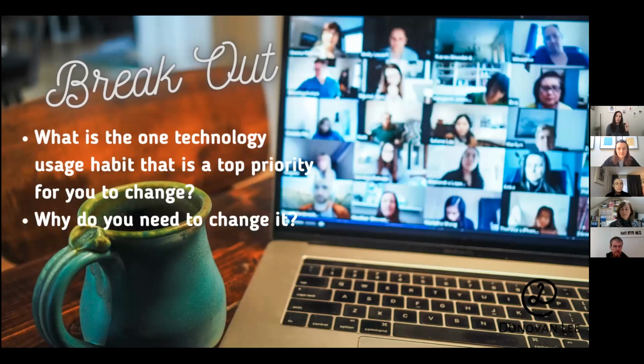So the one technology habit that's top priority, I'd like you to share that in your group, but as well, why do you need to change it? So why is that important to you to change this? There's two things to discuss in the breakout. What is the one technology usage habit that's top priority for you to change? And two, why do you need to change it? We're going to move into the breakout groups now. We're going to do 6 minutes and then we'll come back and debrief.